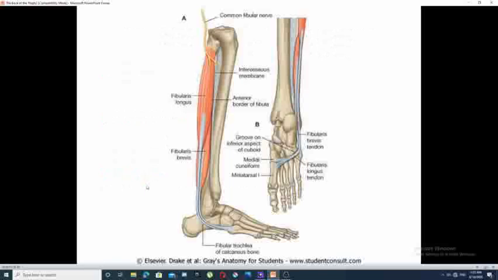Here you can see the muscles of the lateral fascial compartment. An important note: the muscles of the lateral fascial compartment are long, large muscles. They get their origin from the lateral surface of the fibula, the peroneus longus from its upper part, and peroneus brevis from the lower part of the lateral surface of the fibula.